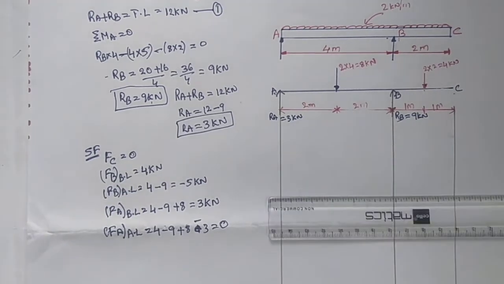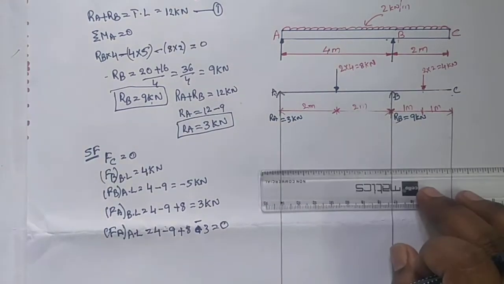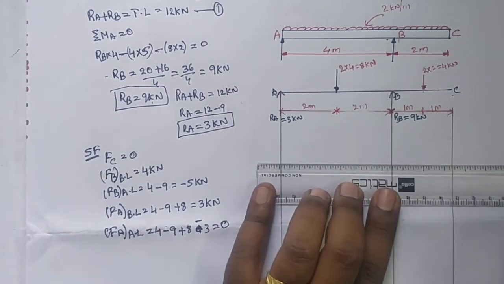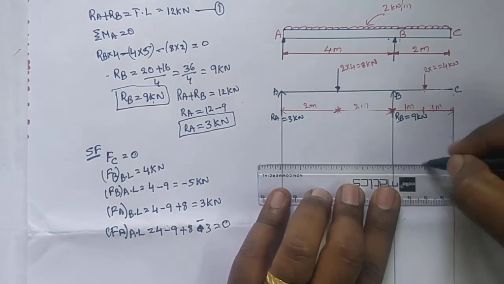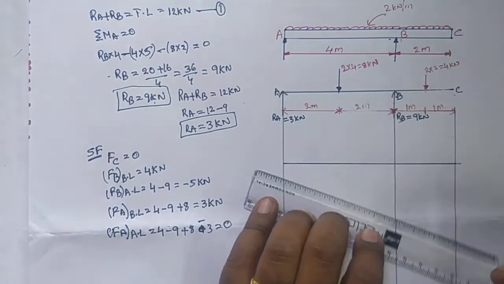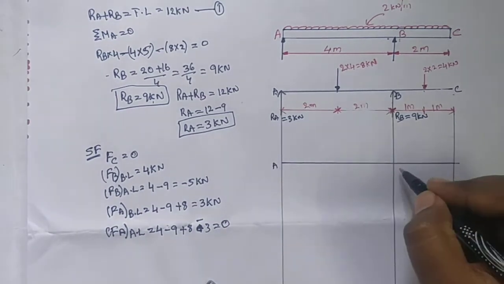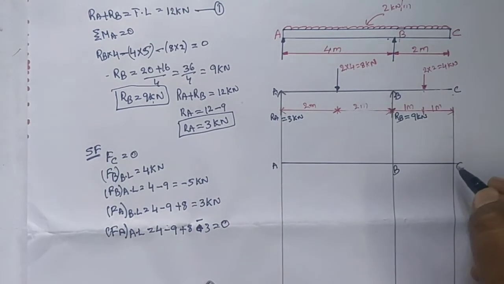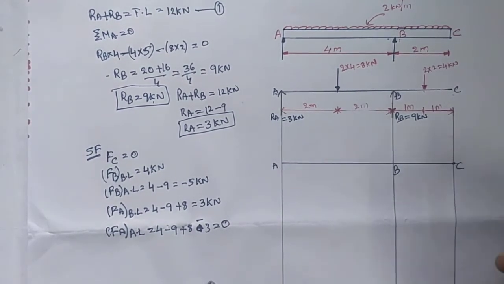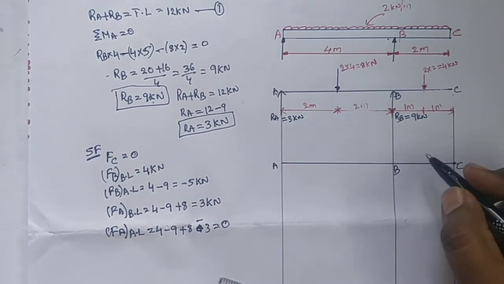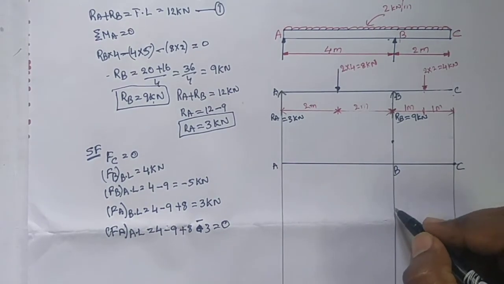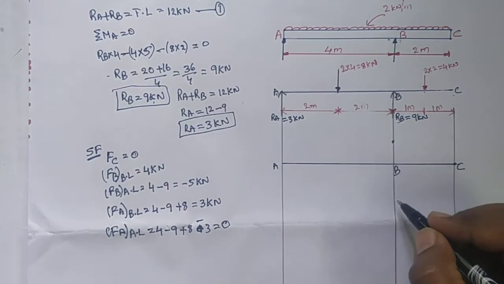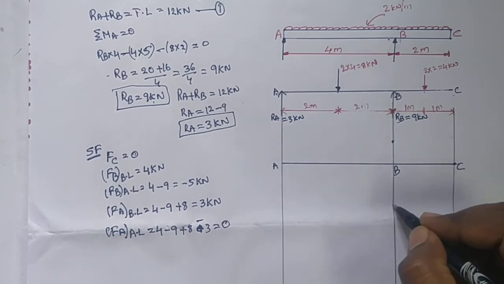For that, first we need to draw the baseline for the beam. It is the baseline. Next, mark the points A, B, C. At point C, the shear force value is 0. Shear force at point B before load is 4 kilonewtons. Next, shear force at point B after load is minus 5. Minus 5 means we have to locate it below the baseline.